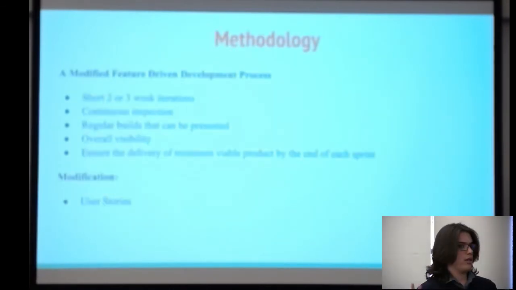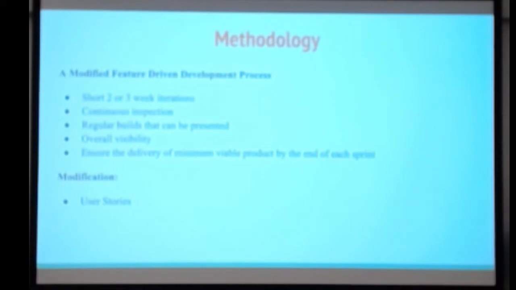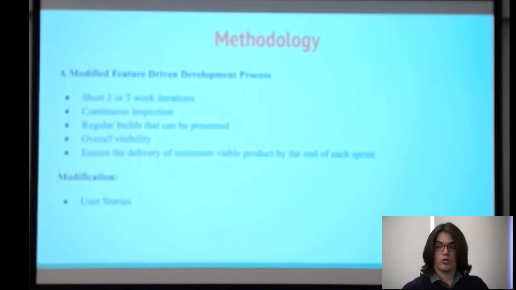From all these four ideas, we decided to use feature-driven development, with some modifications that came up as we were talking as a team and with the Wegmans team. So what is feature-driven development? It has short two to three week iterations. As a team, we decided to have two-week iterations, which fits better with the timeline we have for the project.